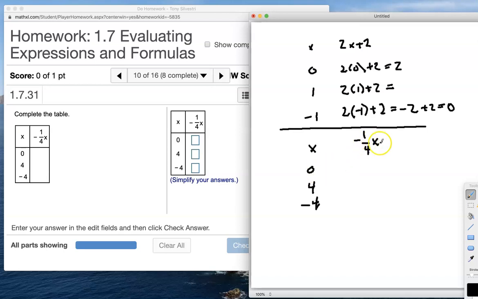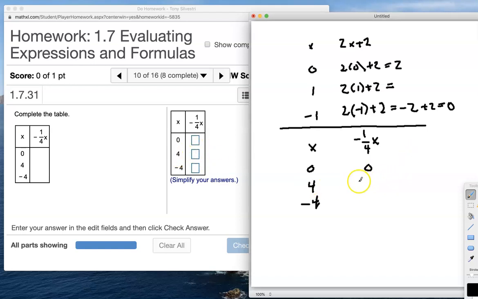If I plug in 0 for x, 0 times that fraction is still 0. Now if I plug in 4 here, if you plug in a multiple of the denominator, you're going to get a whole number. So I guess they're interested in having you get whole numbers. If I plugged in 1, the answer would have been a negative 1/4. And that's not a bad thing. It's just they wanted a whole number here. So if I plug in 4, I get negative 1/4 times 4, and the 4's cancel, leaves you with minus 1.